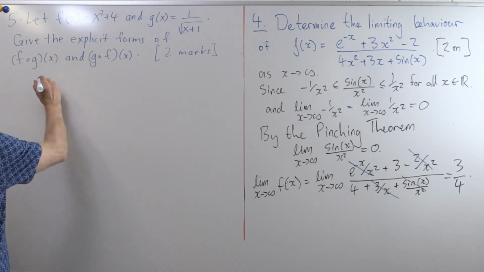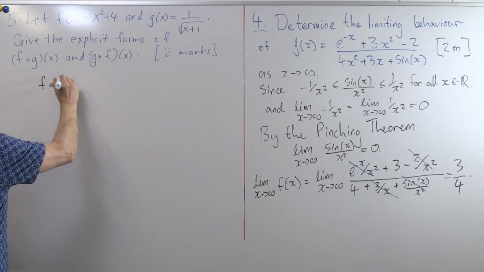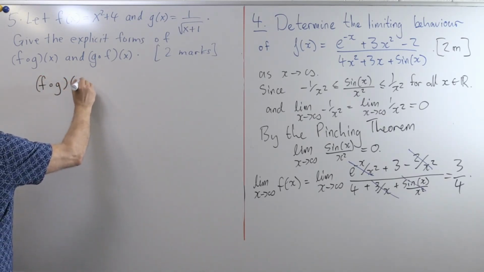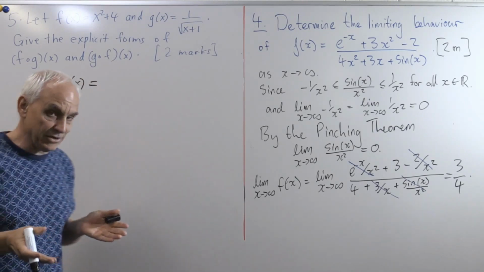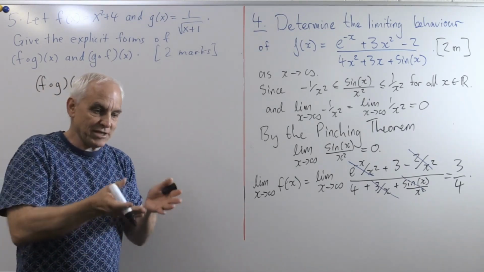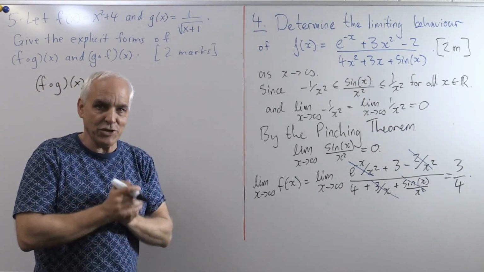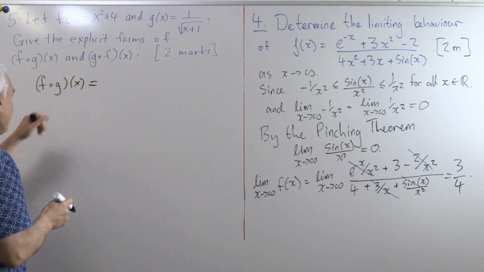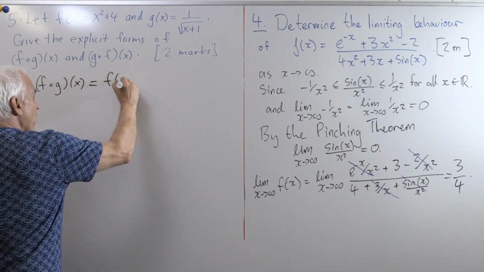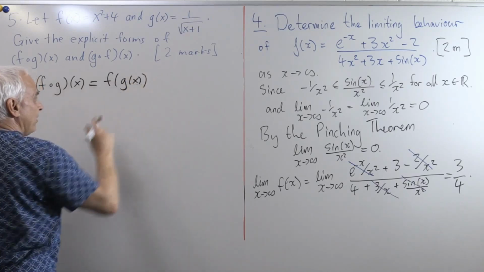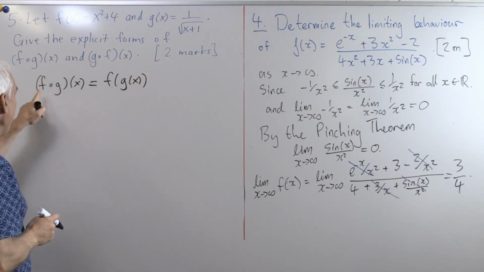So let's just write down what we need. So the first one, f circle g of x. Clearly the first thing we need to do is to express our understanding of what this actually means. What is the composite f circle g? Well, it means f of g of x. Okay, we're taking f of g of x.